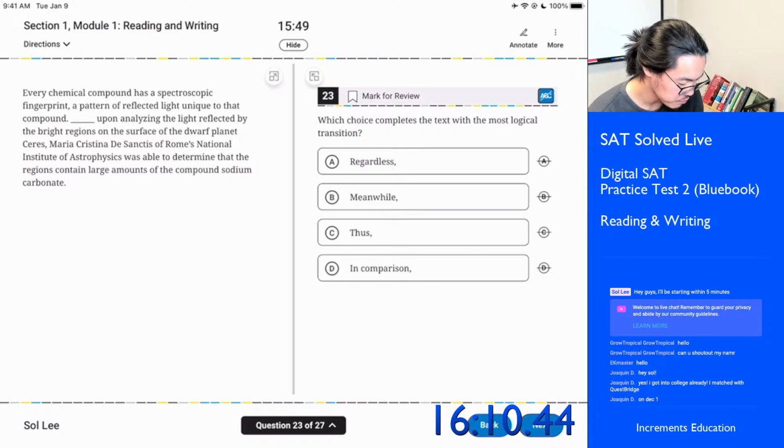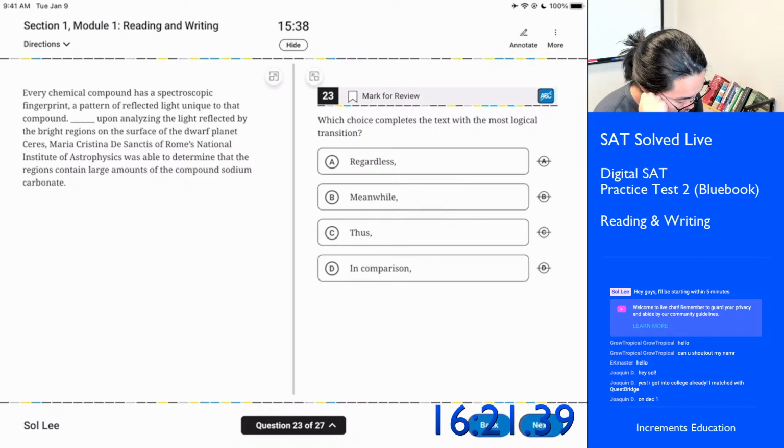Exactly. Okay, second. Every chemical compound has a spectroscopic fingerprint, a pattern of reflected light unique to that compound. Upon analyzing the light reflected by the bright regions on the surface, she was able to determine that the regions contained large amounts of a thing.